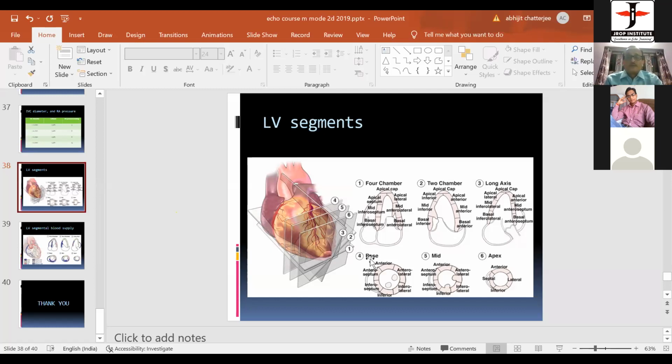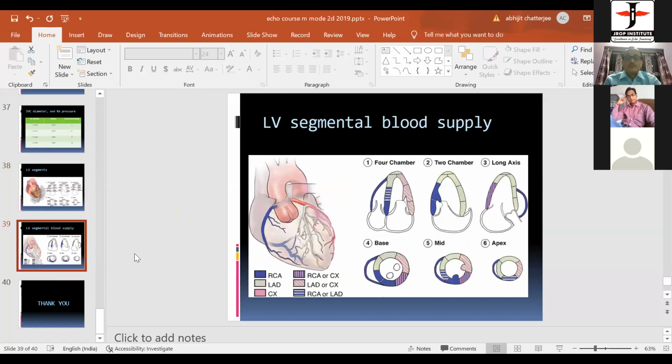Please go ahead. This is the short axis of the LV at the level of the base, at the mid cavity, and at the apex. You wanted to know which artery is supplying which. So get to this picture. See, this is the gray artery, LAD. Gray area is this and this. Anterior, anteroseptal. Anterior, anteroseptal. Anterior, here there is no anteroseptal. Anterior and septal.